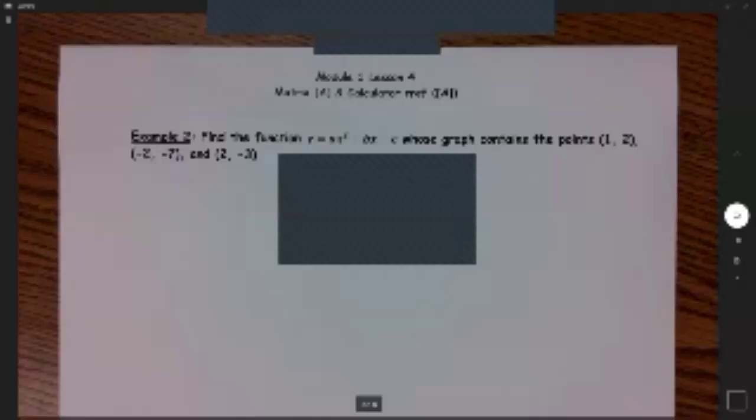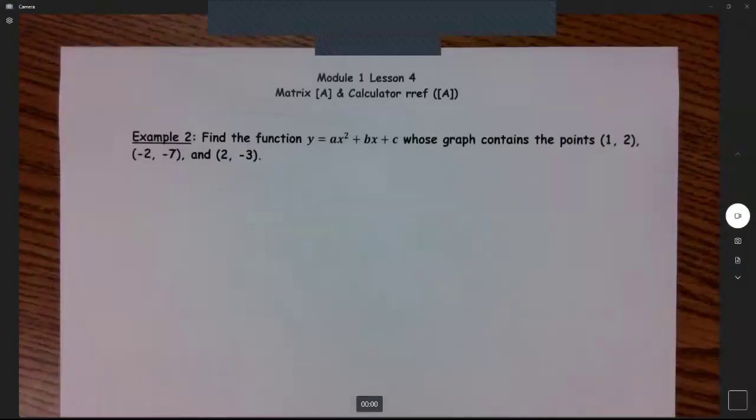All right, so let's do some application problems that we're going to be using our calculator and that rref function for. So example 2, I don't know about you, but looks like a great test question. It says find the function y equals ax squared plus bx plus c whose graph contains the points.